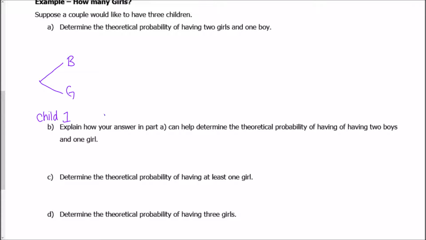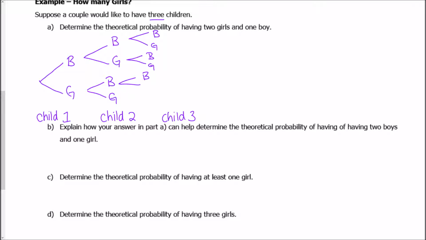And then after the couple has their first child, they're going to have a second child because they have 3 children. So regardless of whether it was a boy or a girl the first time, the second time, off of each one of them, we have 2 options, boy or girl, just like we had for heads or tails, okay? And then for child 3, and this is our last one, off of each one of these, we have, again, 2 options. Boy, girl, boy, girl, boy, girl, boy, girl. So, again, we end up getting 1, 2, 3, 4, 5, 6, 7, 8 options, or 8 outcomes.